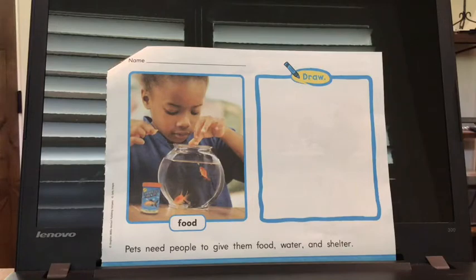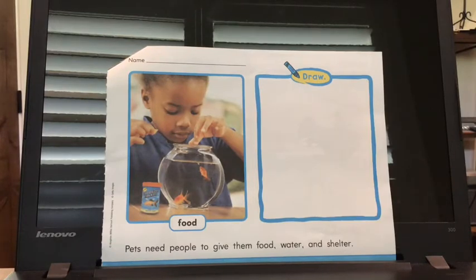Look at the fish. Is this fish a wild animal or is it a pet? Yes, it's a pet. How do you know it's a pet? He lives in a bowl and there's a child taking care of it. What is the child doing for the fish? Yes, feeding it. Fish take in oxygen or air from water. The water in the bowl is the fish's shelter. The person who has the fish has the responsibility of keeping the water in the bowl clean. Remember, the fish can't do that on his own.